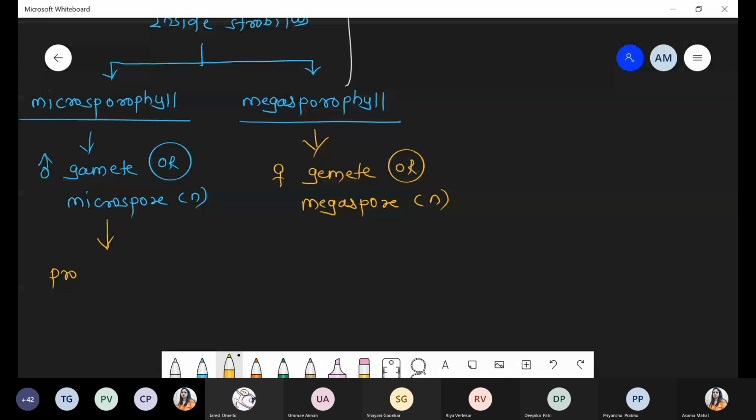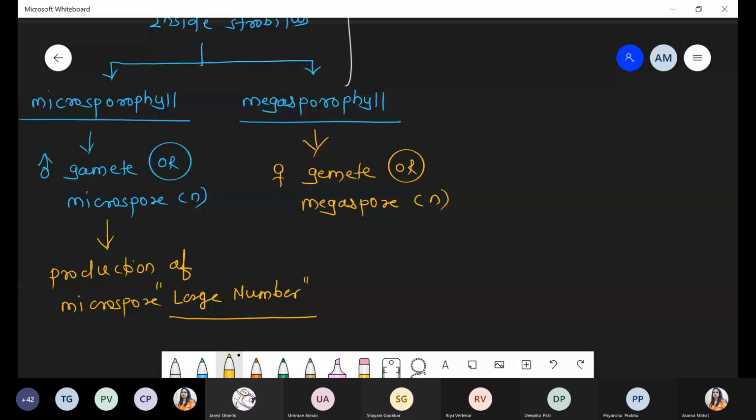Production of microspores is in large number. In gymnosperms it may be the same, we'll discuss that part, even in case of angiosperms. Whatever we are talking about, the microspores are produced in large number, and to compensate for that, the female gamete or megaspore is produced in limited amount.